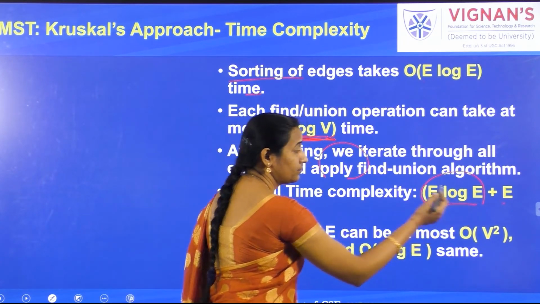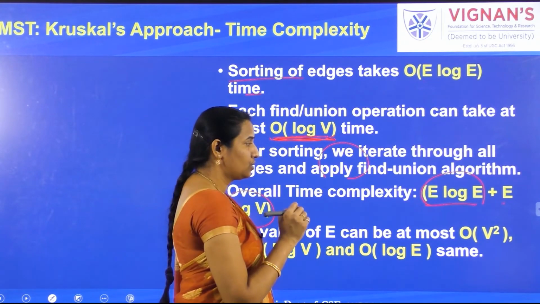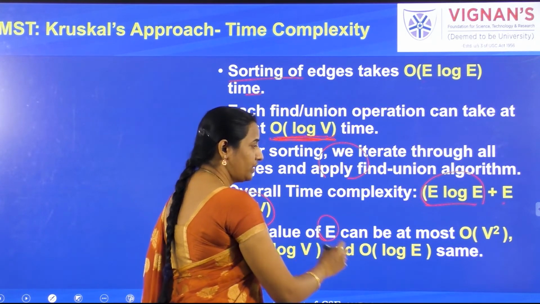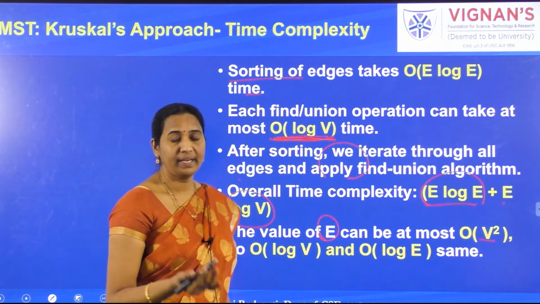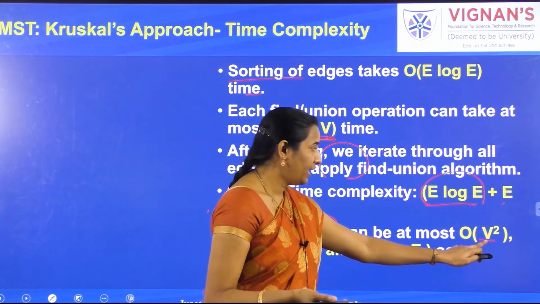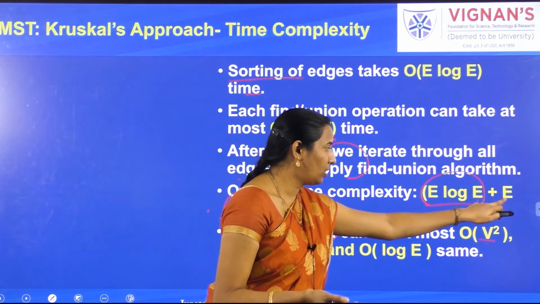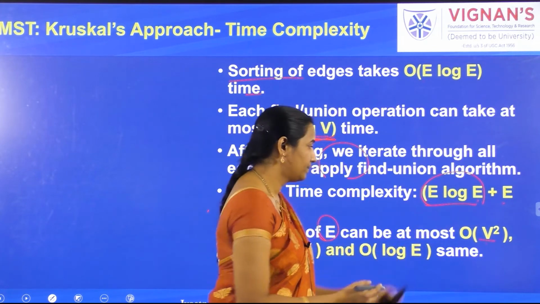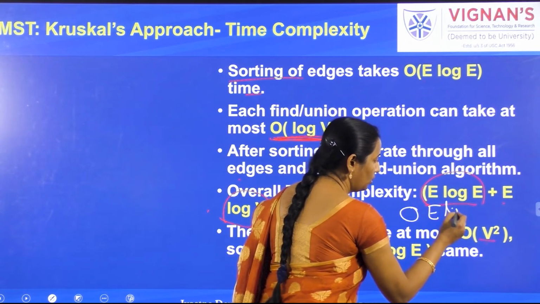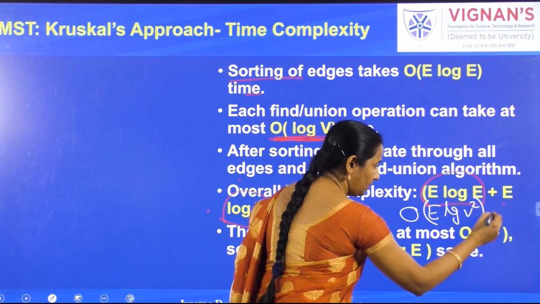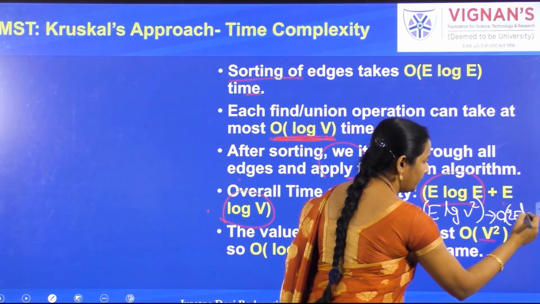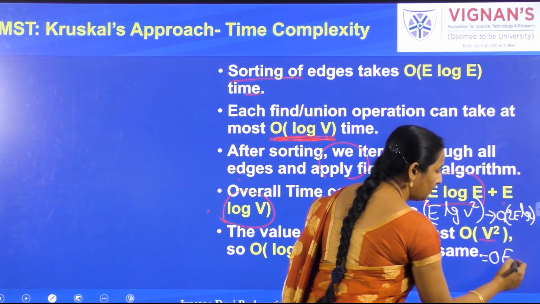Altogether the total time complexity comes to order of either E log V or E log E, but there is a catch here that you need to understand. E can be replaced with V square, because in a complete graph you will have a maximum of n into n minus 1 edges. So E is at most order of V square, and when you substitute V square here, it becomes order of E log V square, which is order of 2E log V. Now I can write it as order of E log V.